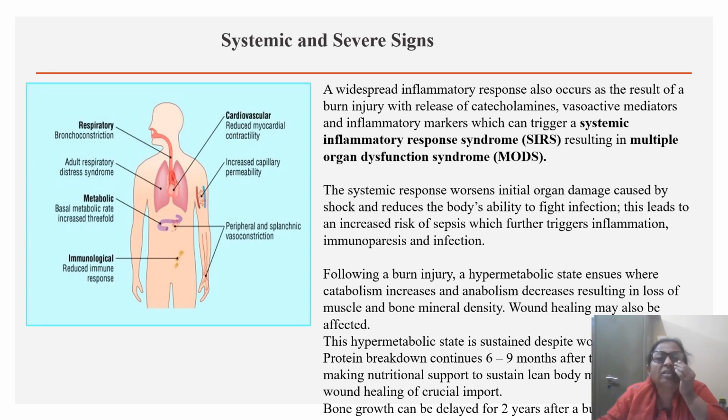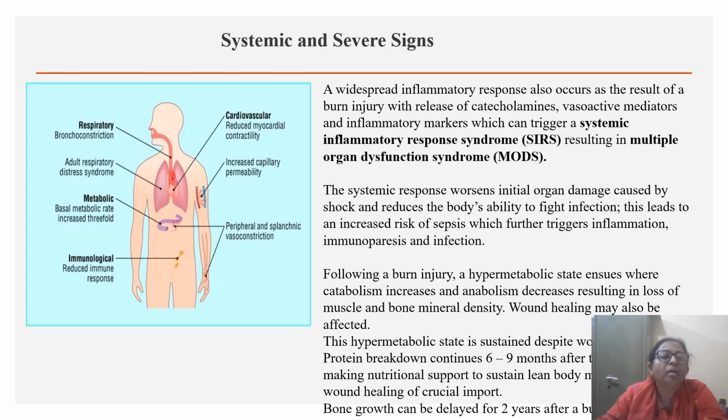Sometimes you can see a widespread inflammatory response also occurs as a result of burn injury, with the release of catecholamines, vasoactive mediators, and inflammatory markers, which can trigger a systemic inflammatory response syndrome, that is SIRS, resulting in MODS, multiple organ dysfunction syndrome.